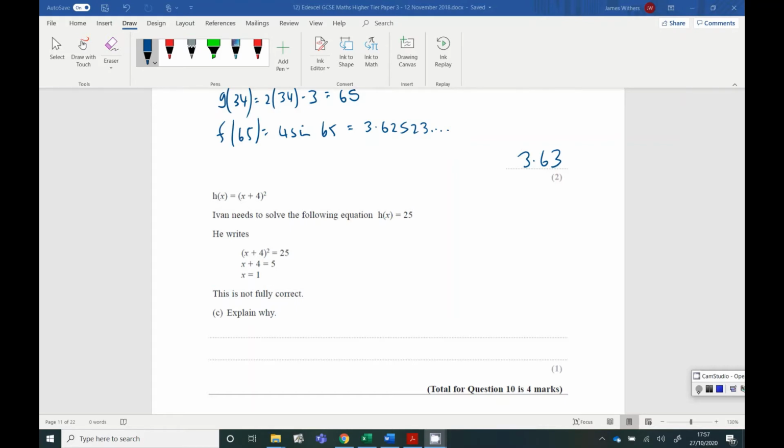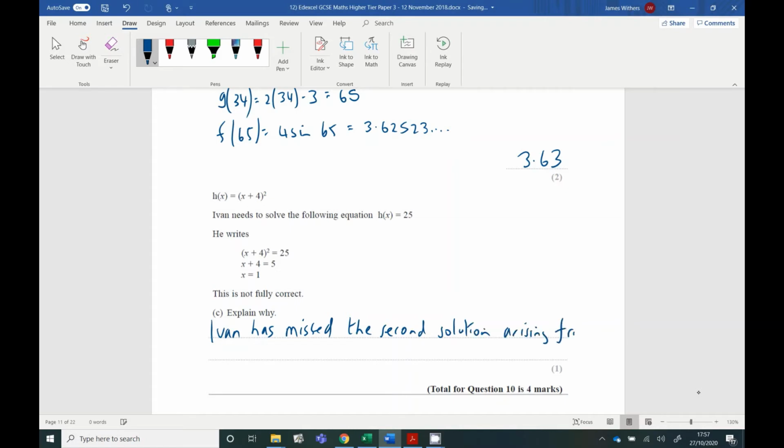So explain why. So Ivan has missed the second solution arising from x plus 4 equaling minus 5. So that would be fine. So we've made it clear that we appreciate that the square root of 25 is minus 5 as well as plus 5.